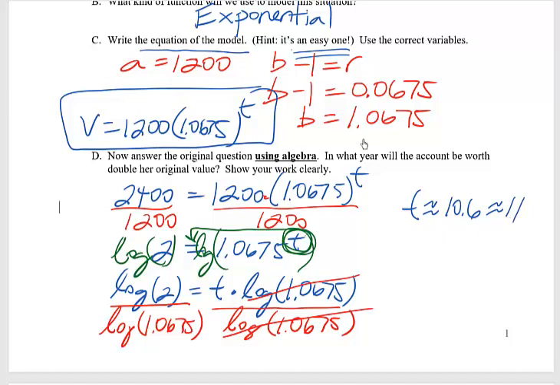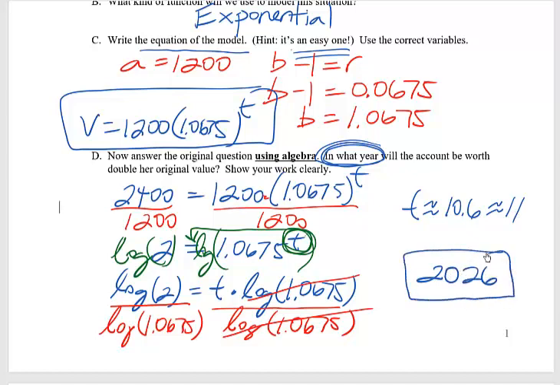I'm supposed to give my answer, though, as an actual calendar year. In what year? So I have to go back up to my let statement. T stood for years since 2015. If I add 11 to that, I'm going to end up with the year 2026. So we're saying in 2026, her account is going to be double the original value.